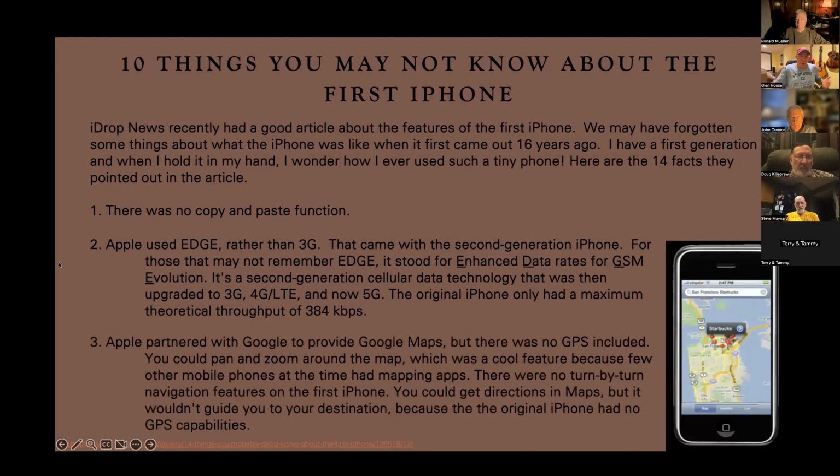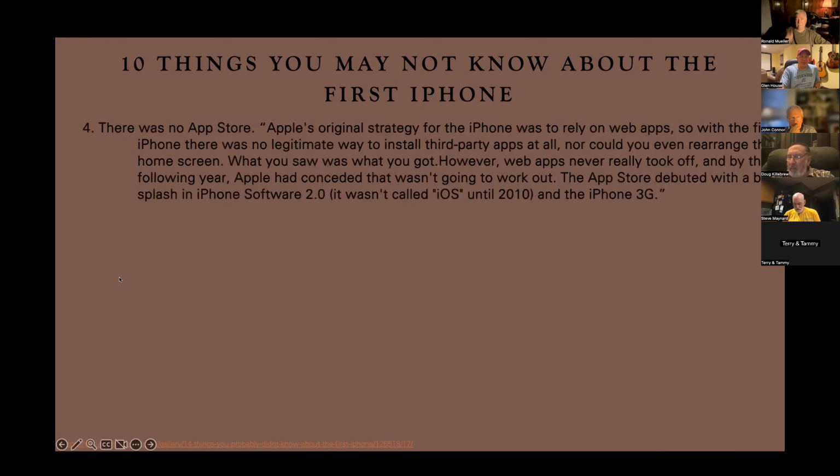There was no Apple Maps, if you remember, and Apple partnered with Google Maps. But the interesting thing is there was no GPS function in the phone. So you couldn't map something out. You could look at the map, you could pinch and zoom in to see where something is, but there was no navigation feature or anything to help you get where you're going. So it was kind of like picking up a paper map in that sense. So we've come a long way with GPS capability.